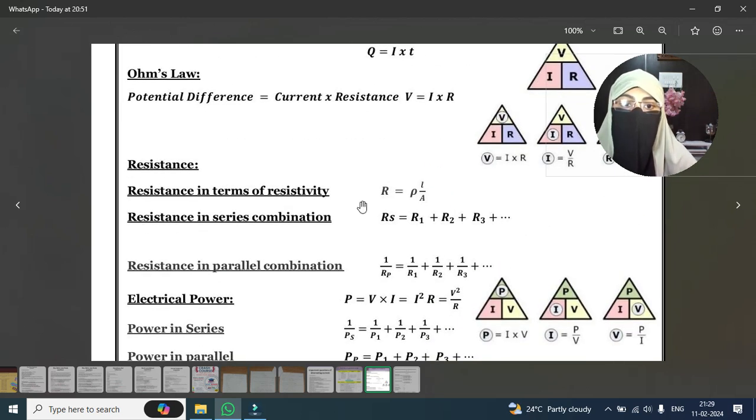Coming on to the resistance. In terms of resistivity, it is R equals rho L by A, where L is the length and A is the area of the conductor.